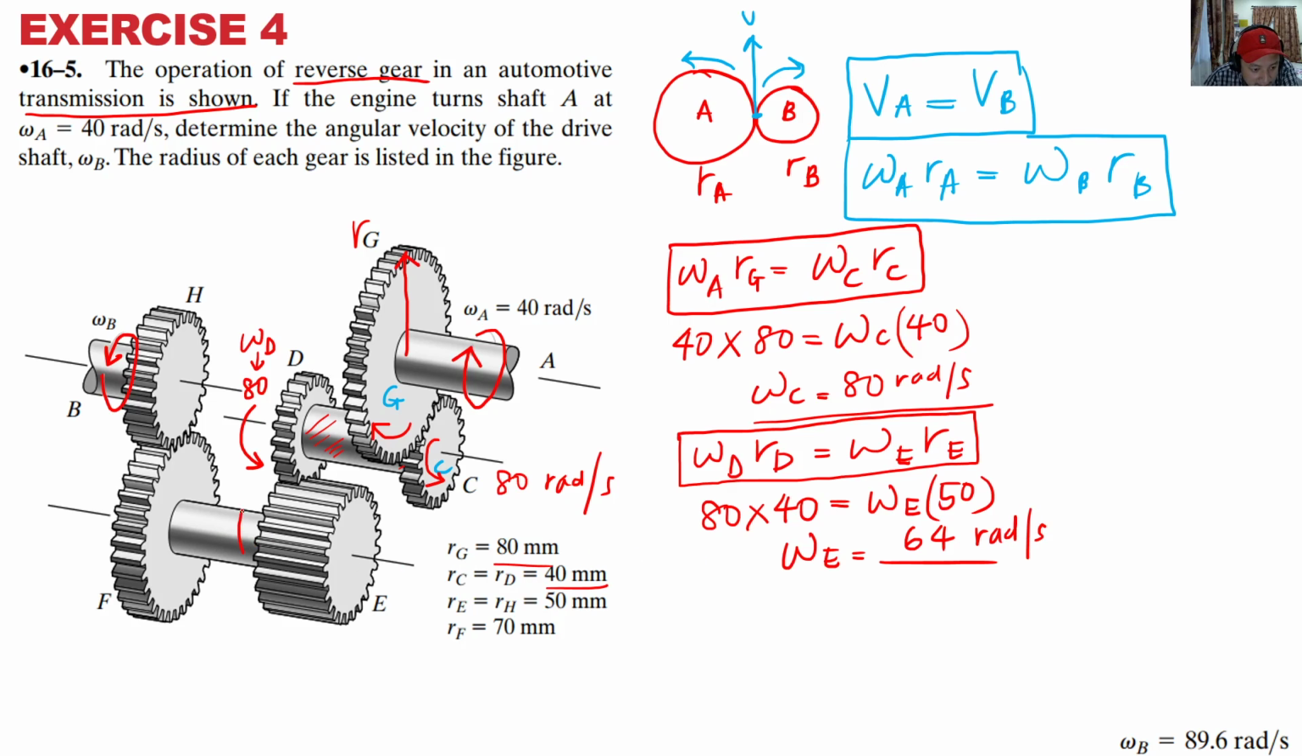So this one rotates at 64. So this one will also rotate at 64, which is omega F. If this one rotates at 64, this one will rotate like that. Omega B.